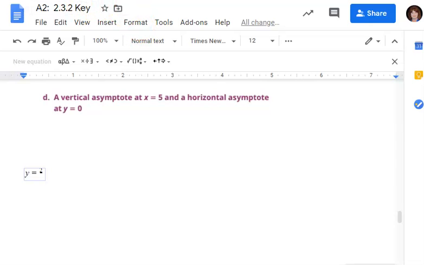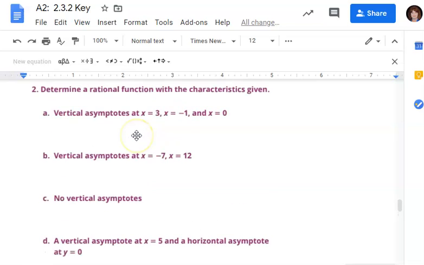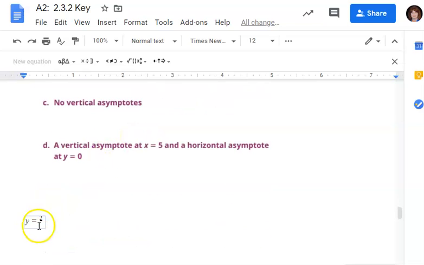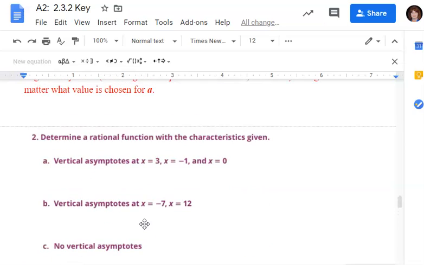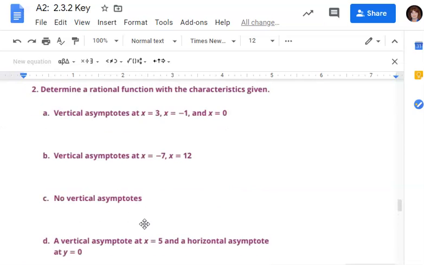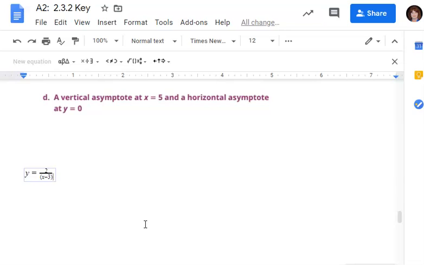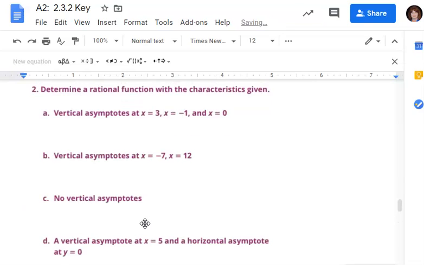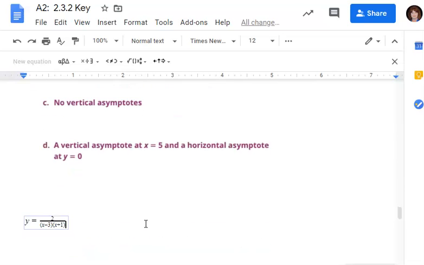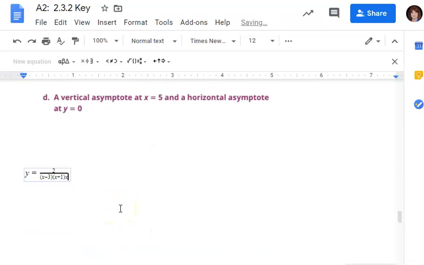And so now we want to have a vertical asymptote at x equals 3, so that means one of my factors needs to be x minus 3, because that'll give me a 0 in the denominator at 3. The next one is negative 1, so let's do x plus 1. And then finally, I want a 0, so I just need an x. So you can put it here, or you can put it at the beginning.